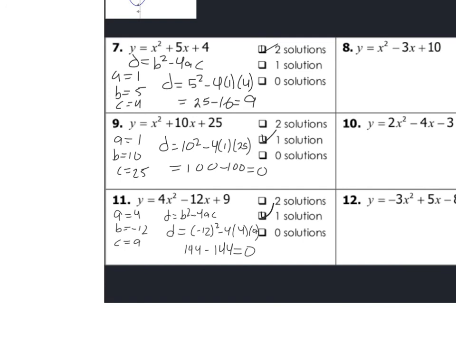That's the discriminant. All right. Tomorrow we'll do some more quadratic roots and zeros with graphing, and we'll work more on the discriminant. But just make sure you have all these notes, and I will see you tomorrow.